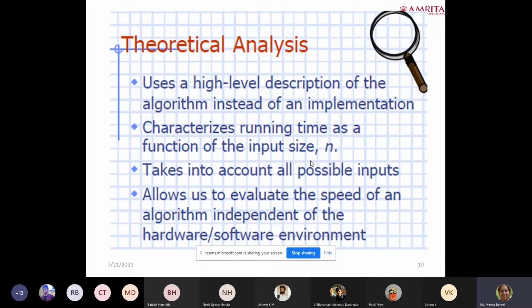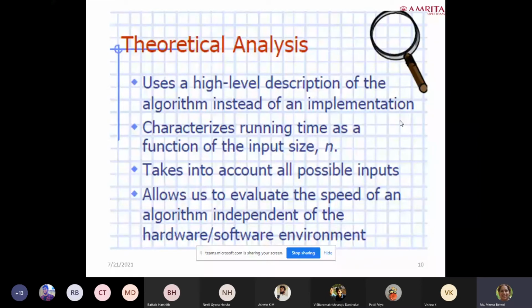But what we do is a theoretical analysis. Now how do we do theoretical analysis? Theoretical analysis uses a high-level description of the algorithm instead of an implementation. We write the algorithm in a particular language. If I ask what is the language for writing the algorithm, there is no decided language as such, that it is going to be in C or at this much high level or at this level of abstraction.